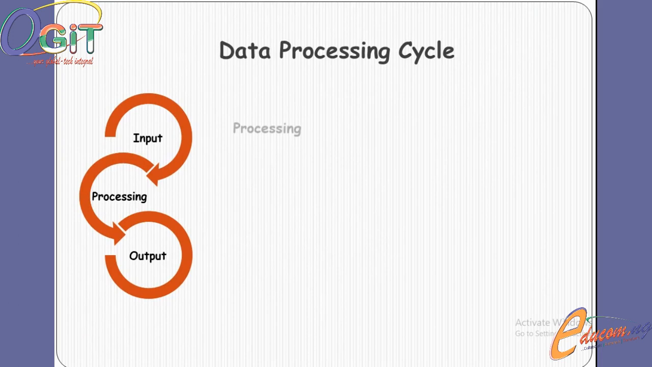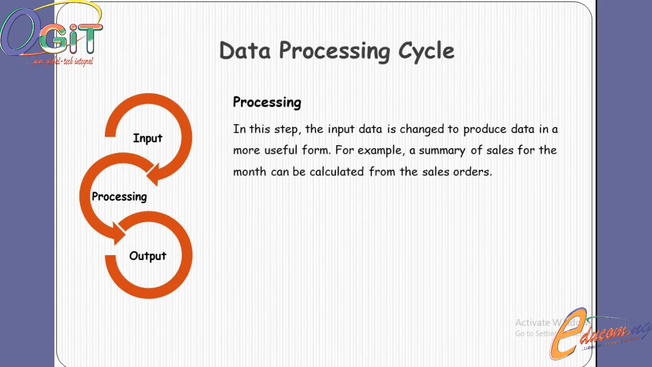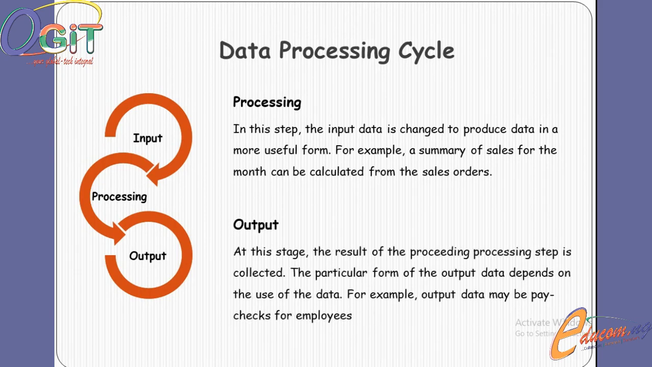We move to the next stage, which is the processing stage. In this stage, the input data is changed to produce data in a more useful form. For example, a summary of sales for the month calculated from the sales orders. What this is trying to tell us is that the input data is processed to give a useful form.